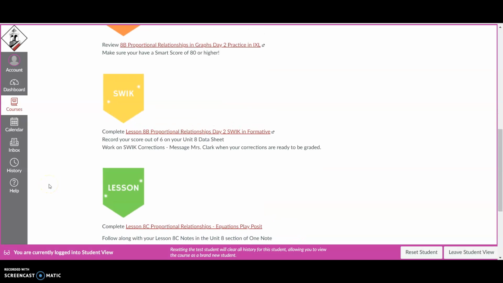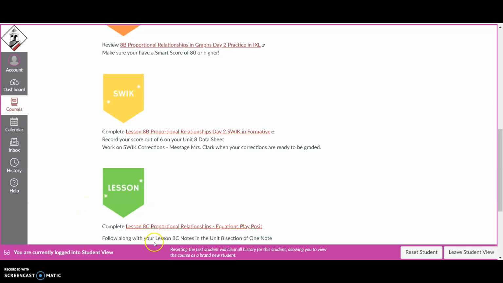Next thing we have is a Playposit. Our Playposit is going to teach you how to do proportional relationship equations. Again, we've already done everything for finding the constant of proportionality. The only extra piece we're adding today is the equation part, and I'll explain that in the video.